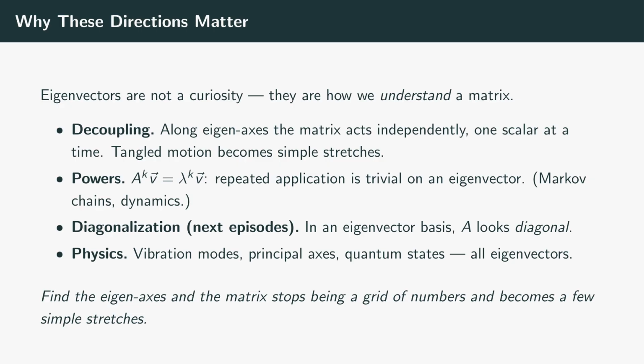The third reason is diagonalization, which we tackle in the coming episodes. In a basis made of eigenvectors, the matrix looks perfectly diagonal. And the fourth reason is physics. Vibration modes, principal axes of rotation, quantum states are all eigenvectors. Find the eigenaxes, and the matrix stops being a grid of numbers and becomes a few simple stretches.